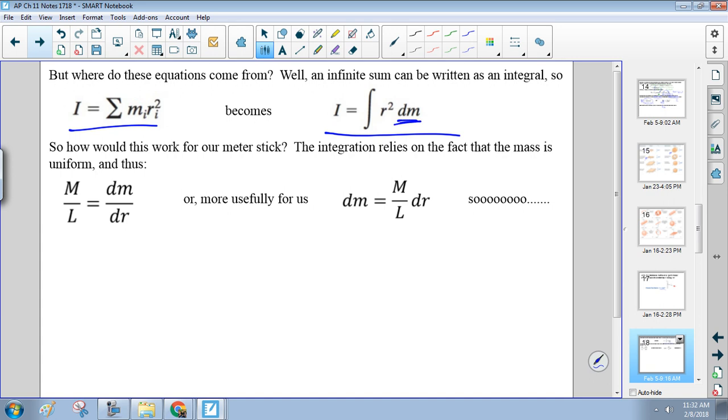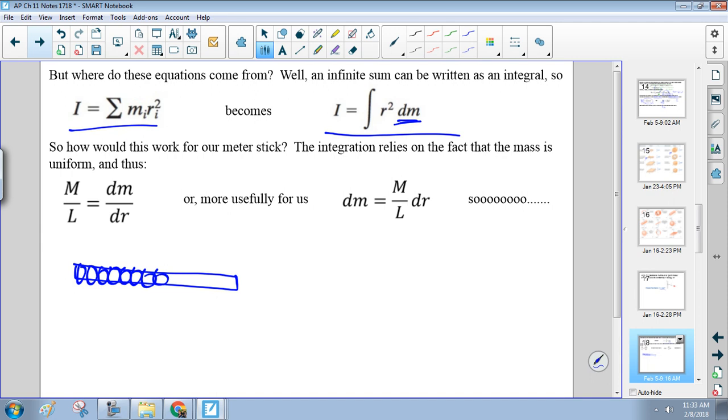What we're going to do here is something similar to what we did when we found center of mass. We're going to use a little bit of a trick. I'm trying to integrate r squared with respect to the mass, so that doesn't work. We need to get our variables to jive, so we have to do a change of variable. The mass of the meter stick is uniform. It's all wood, so if you cut it up, any little chunk of it of the same size is going to have the same mass.